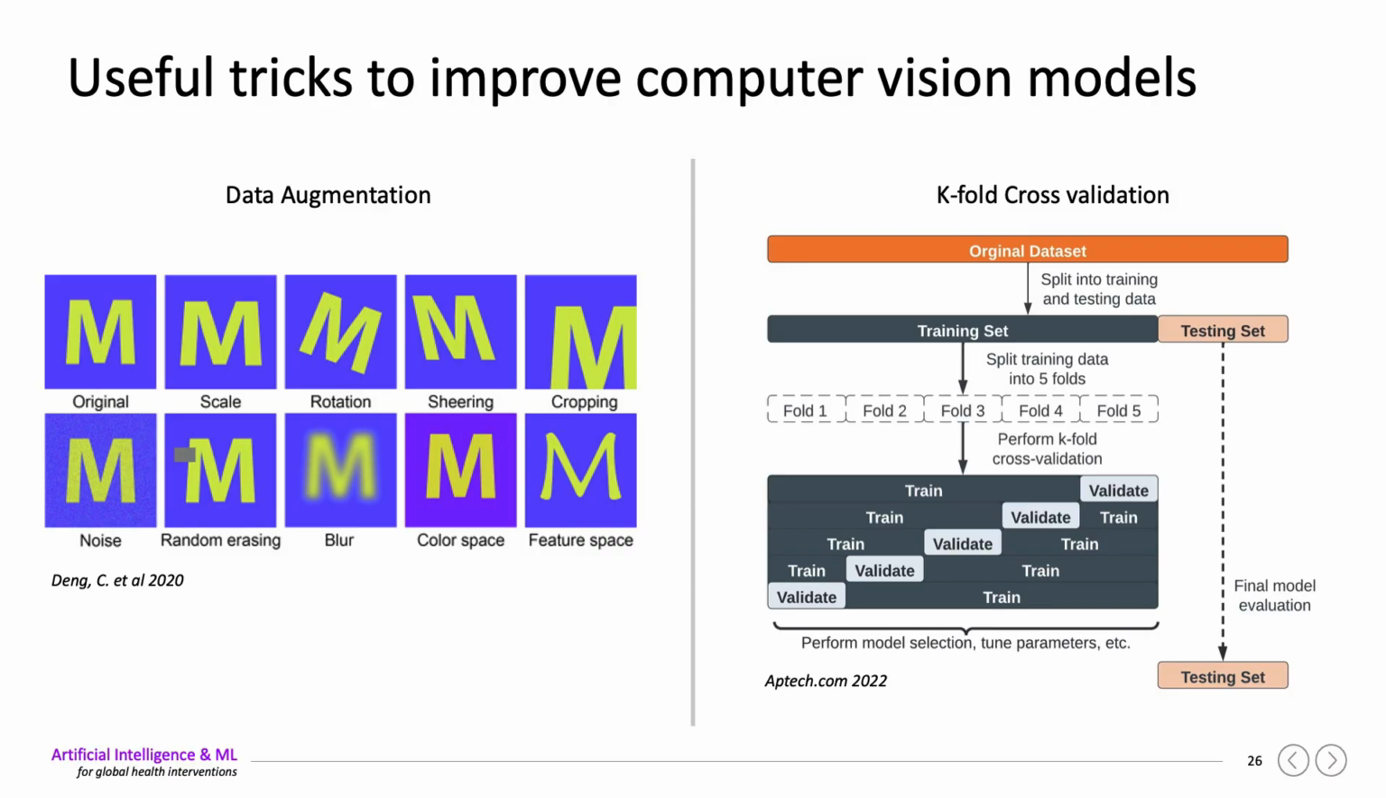On the right is K-fold cross-validation from AppTech in 2022. The original dataset is split into training and testing sets. The training data is divided into n folds, in this case 5, and the model is trained and validated 5 times, each time holding out a different fold for validation. This gives a more reliable estimate of performance for model selection and hyperparameter tuning, before a final evaluation on the untouched testing set. Both techniques are especially important when data is limited, which is common in medical settings.